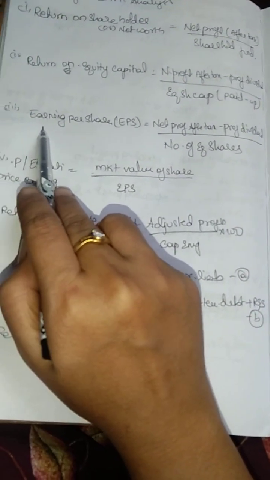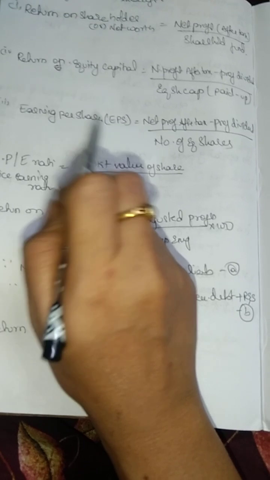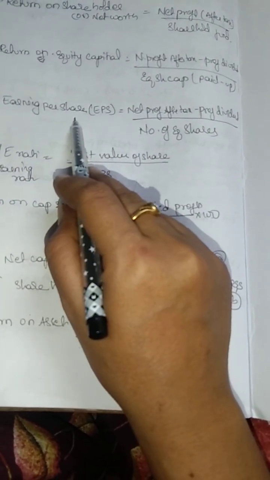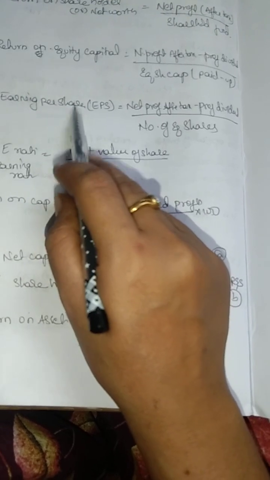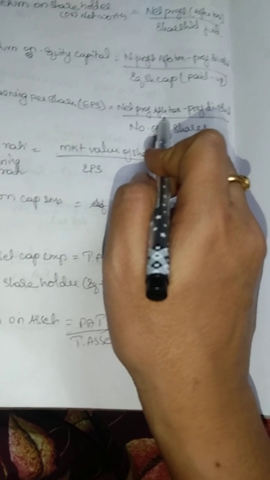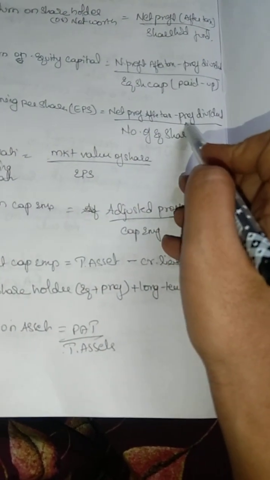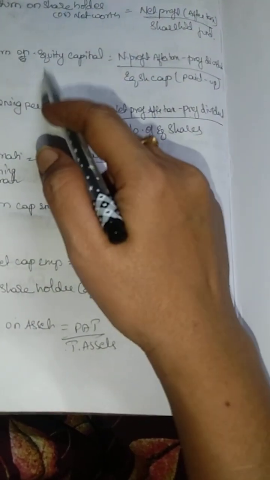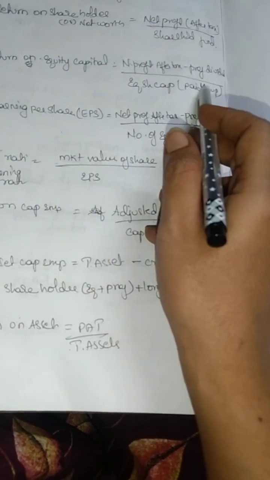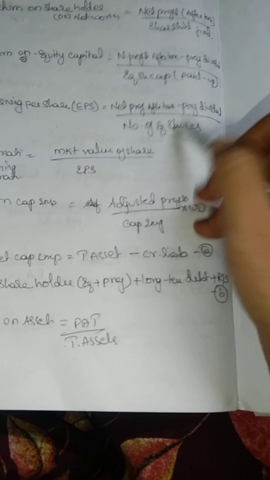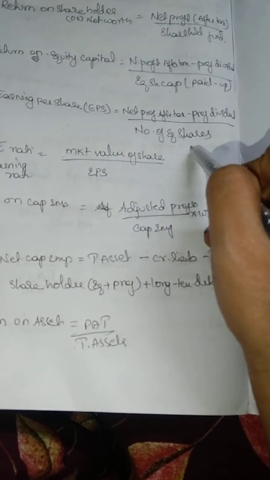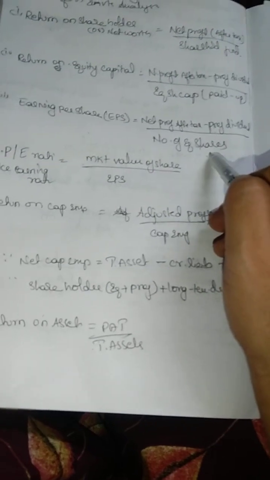The next we have earning per share. Earning per share is usually related to equity. That is the reason wherever you find equity, profit after tax is a must. But extra, you will subtract the preference dividend. Whenever we are calculating very specifically on equity, it is profit after tax minus any preference dividend, divided by the number of equity shares. Keep in mind, number of equity shares.